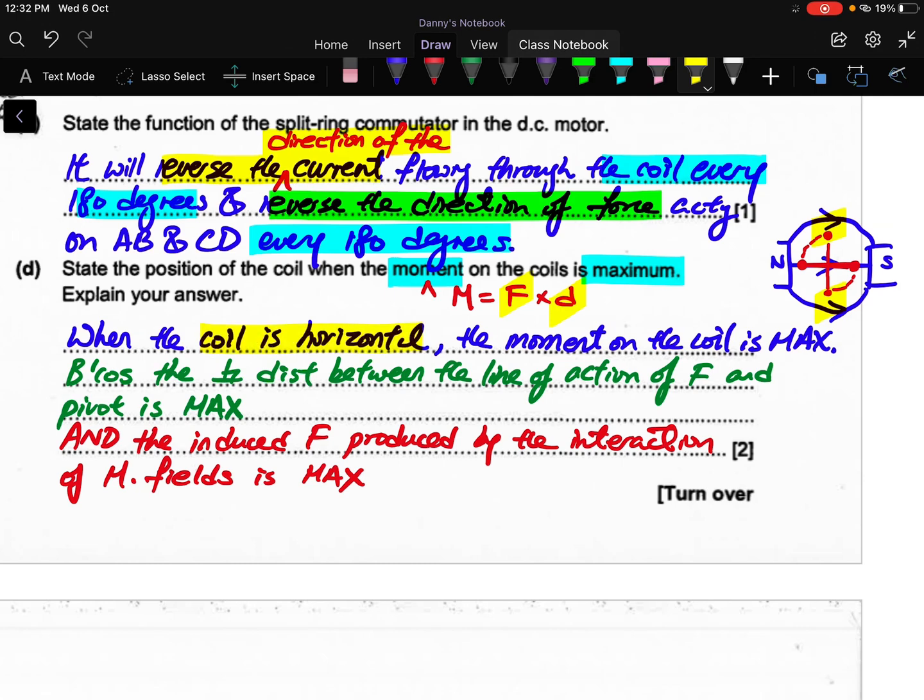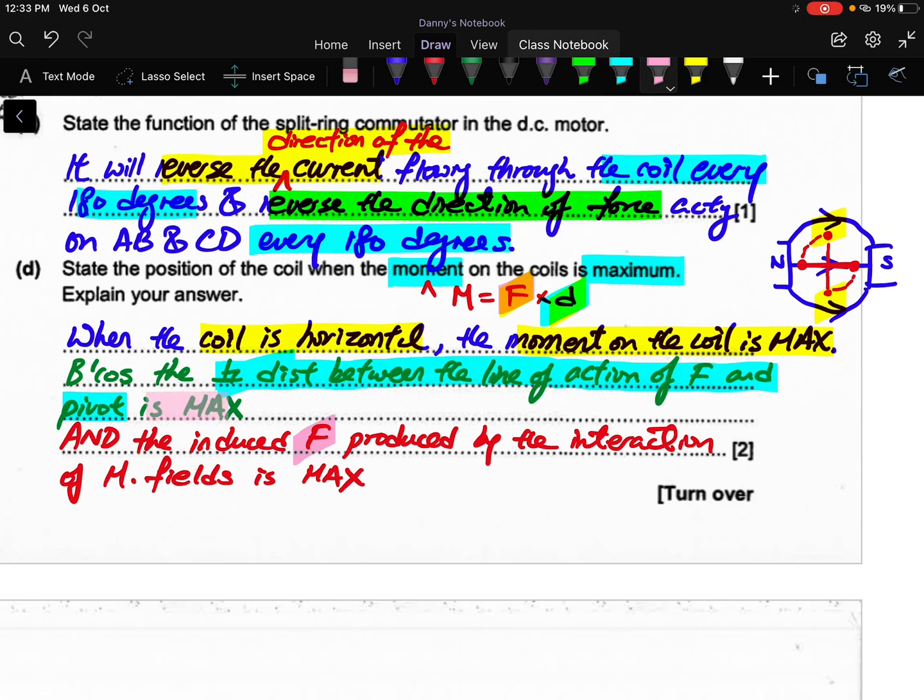When the coil is horizontal, the moment is maximum. So I answer the question first because I'm very sure. Then after that, I will make sure that I talk about F over here, and then I will talk about D over here. When you speak, you can say perpendicular distance, but when you write the answer, you cannot do that. You must give the full form: perpendicular distance between the line of action of F and the pivot. You need to be able to memorize this.